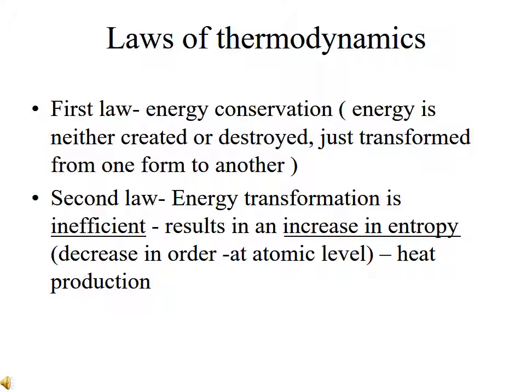Now, the second law of thermodynamics is much more complex. It basically says that when you go through the process of transformation of energy, that process is going to be inefficient. The result is going to be an increase in heat and an increase in entropy. Entropy is the tendency of a system to go from order to disorder. So the second law of thermodynamics says that you're going to have a decrease in order at the atomic level, but you're going to have an increase in entropy.